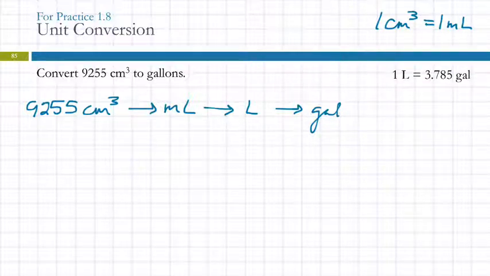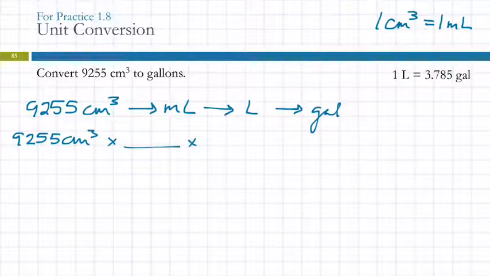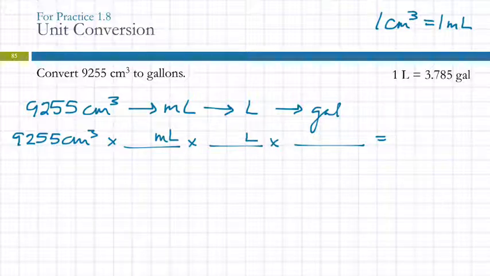So I've got my path. Now I'm going to write my equation. 9,255 cubic centimeters. This one has 3 arrows, so 3 conversion factors. Cubic centimeters to milliliters to liters to gallon. That's what Dora's chanting as she's going through her little world. So I take these units from my path and I write them as the numerator in all of my things here.